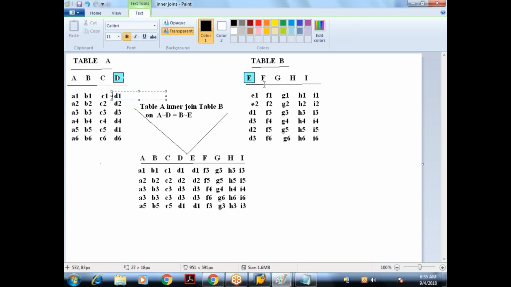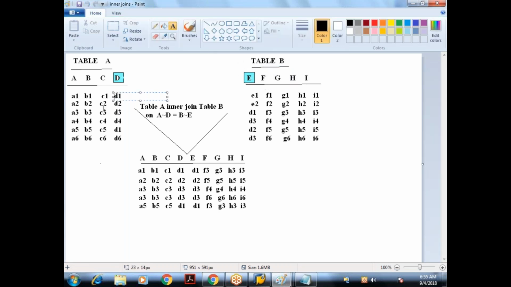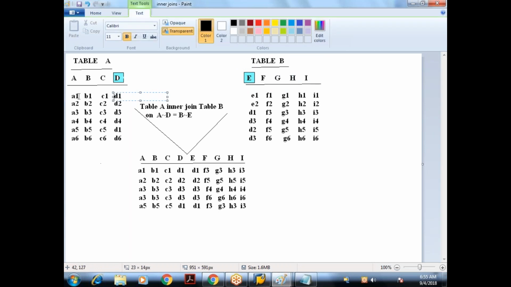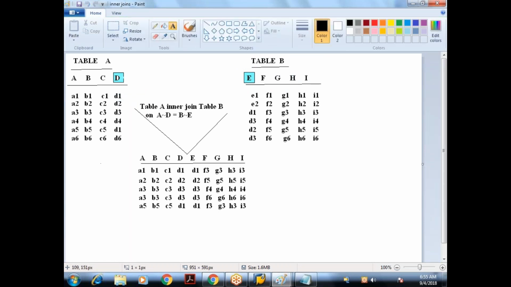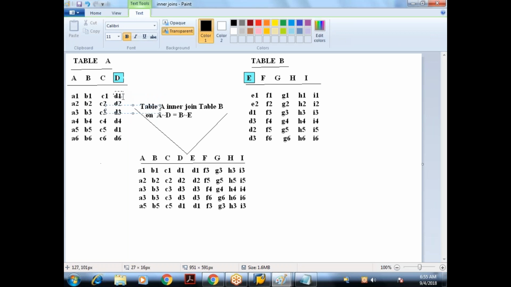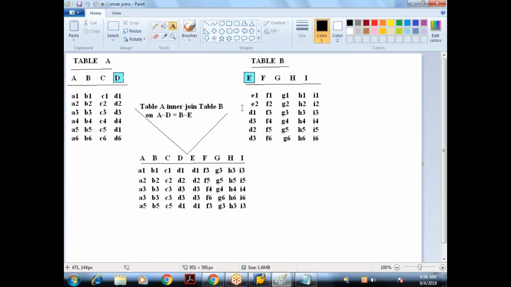When it is comparing, it compares with the logically related field, which here is E. D1 is the value in the first row. Is it matching with any of the combinations here? Yes, it is matching the third combination: D1, F3, G3, H3 and so on.